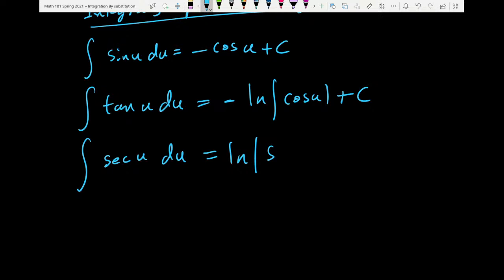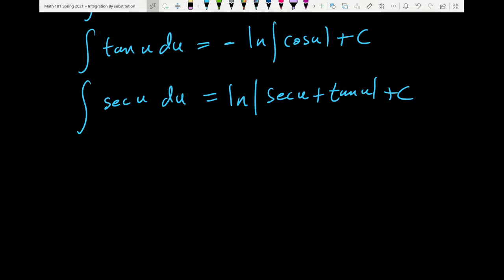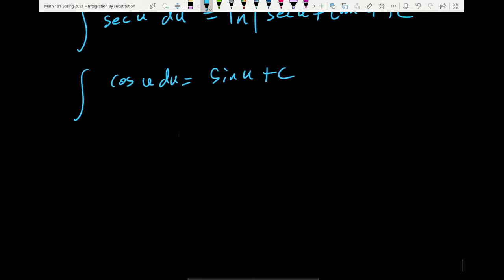Why is this true? Tangent of u plus c. This one, the integral of cosine of u du equals sine of u plus c.